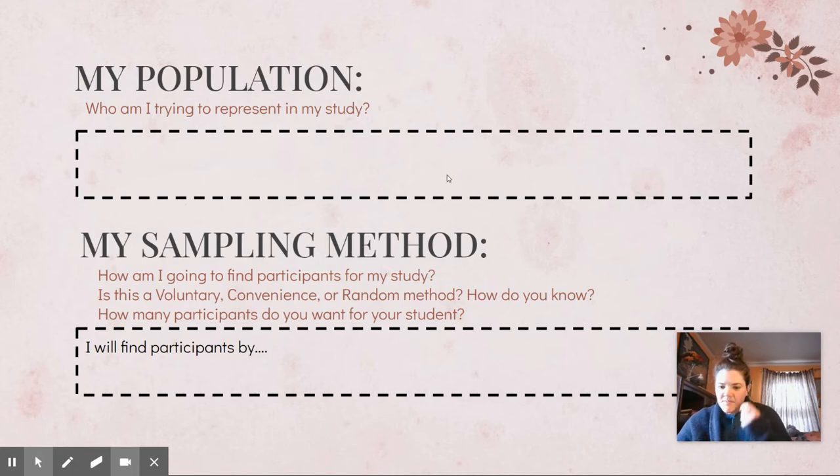How are you going to find these people? Is this a voluntary, convenience, or random method? And just let me know how you know. And finally, tell me how many participants you want to have.